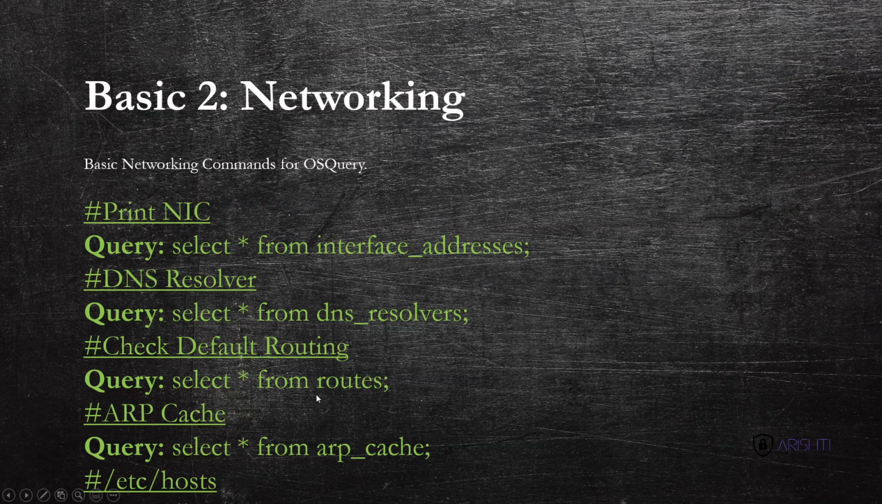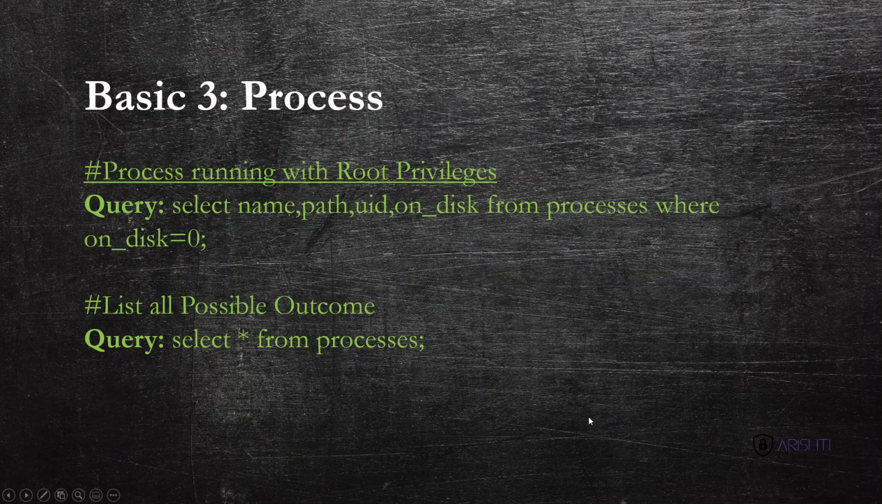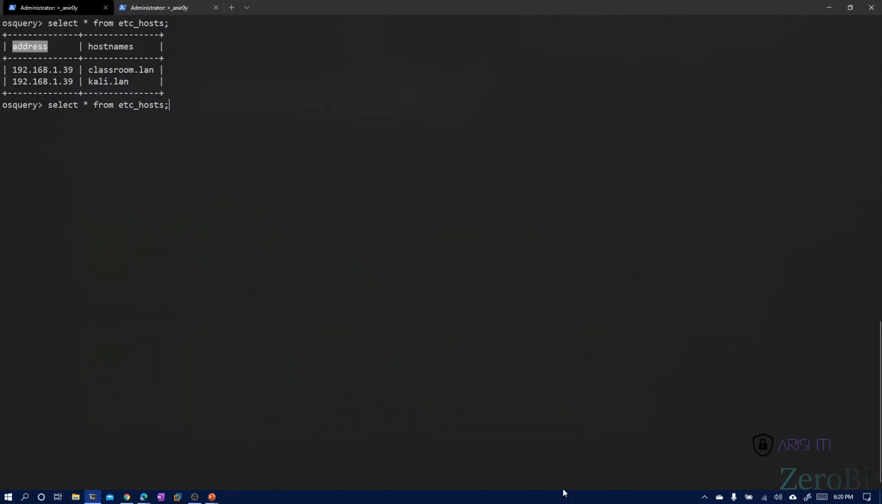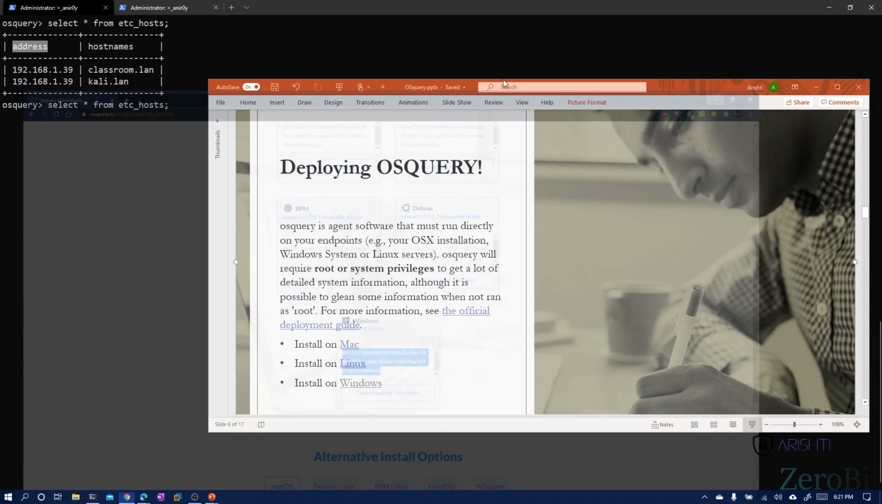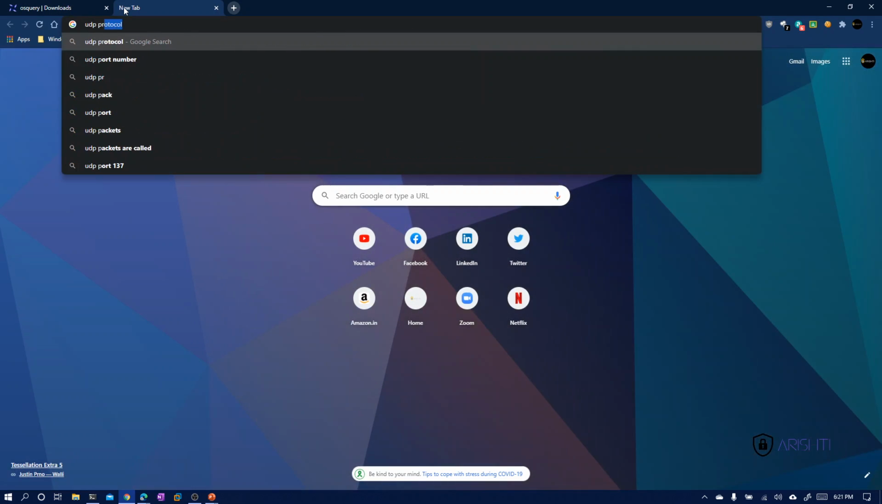Again, next thing is select star from routes, which will show you the current routing addresses. Then listening ports. If I run the query select star from listening_ports, it will show us all the listening ports. If I know the protocol and run with it, it will show me the exact protocol, and 17 is for UDP, I guess. I'm not sure right now, so let's check this protocol quickly.